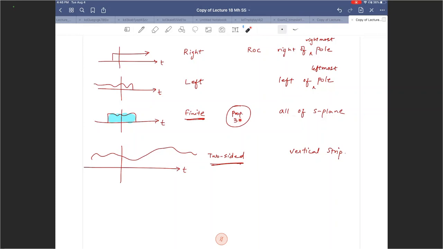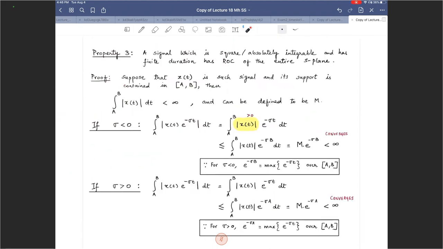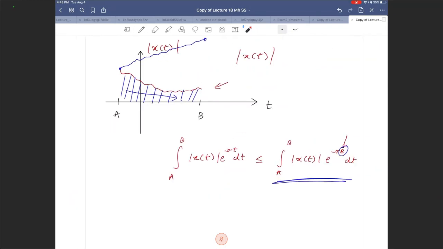This is coming up in property 3. And for a two-sided signal, it should be a vertical strip. We have also seen that in an example earlier. Property 3 says a signal which is square or absolutely integrable and has finite duration has a region of convergence of the entire S-plane. We proved this as well.